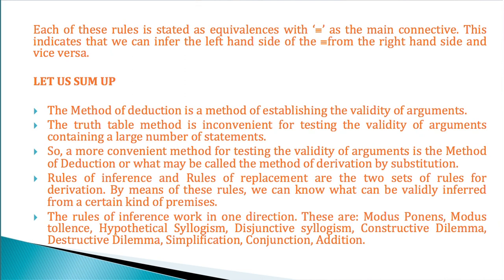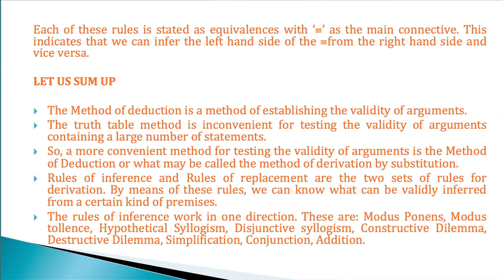So, the basic points discussed in this unit are: the method of deduction is a method of establishing the validity of arguments. The truth table method is inconvenient for testing the validity of arguments containing a large number of statements. So, a more convenient method for testing the validity of arguments is the method of deduction, or what may be called the method of derivation by substitution. So, rules of inference and rules of replacement are the two sets of rules for derivation. By means of these rules, we can know what can be validly inferred from a certain kind of premises.